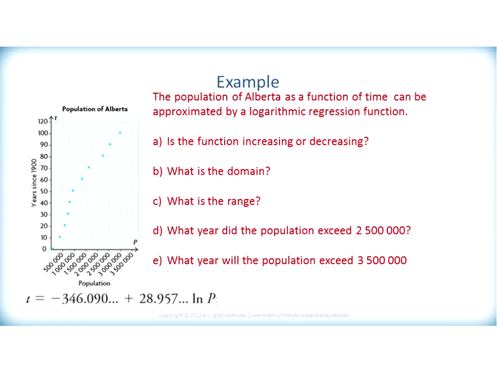The population of Alberta as a function of time can be approximated by a logarithmic regression function. And you'll have to answer questions such as the ones here. First of all, is the function an increasing or decreasing function? And we can see that the function is an increasing function.